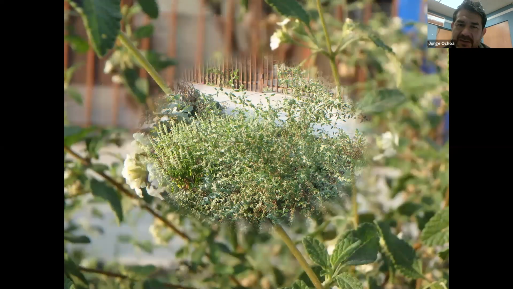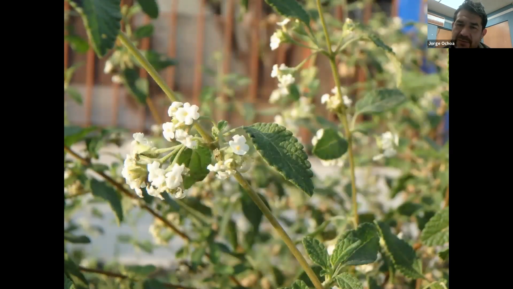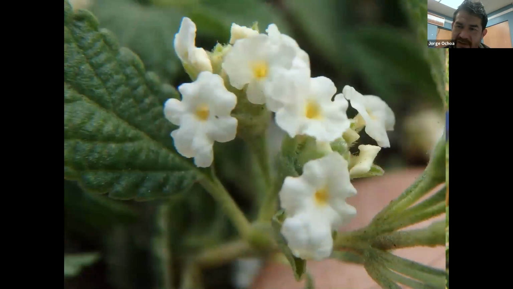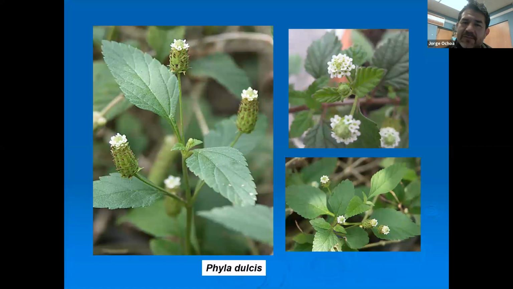So here's when it was growing. And if you were to break the leaves and smell them, it does have an oregano-like fragrance that emanates from the leaves. And so this one happens to be growing in a front yard, and I was able to photograph the flower. And not my photograph, because I've not had the opportunity to grow it, but Phyla dulcis.